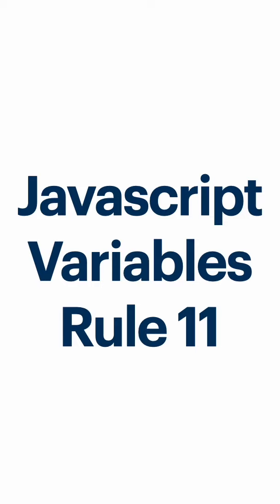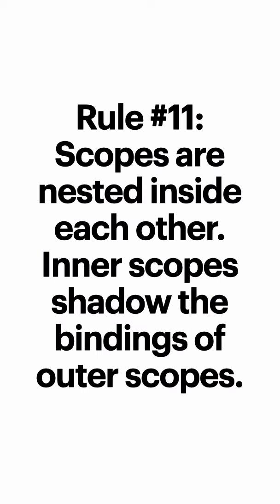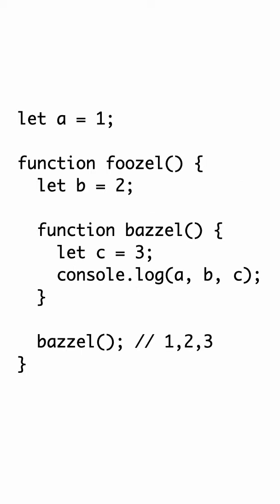JavaScript variables, Rule 11. Scopes are nested inside each other. Inner scopes shadow the bindings of outer scopes. Scopes form nested layers. Here we have three variables, A, B, and C, all defined in different scopes.